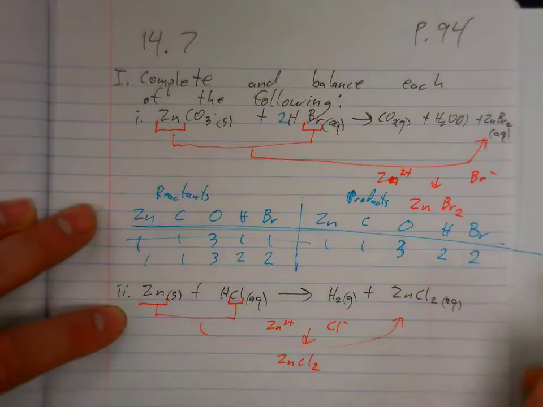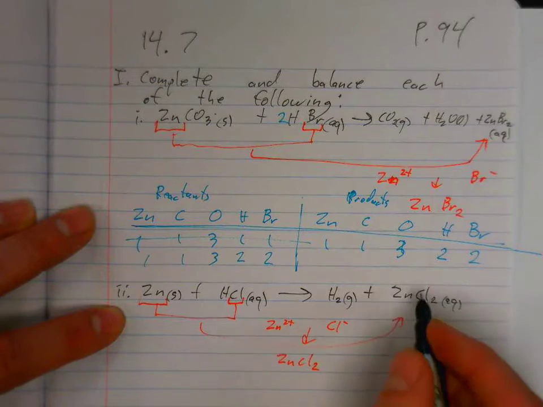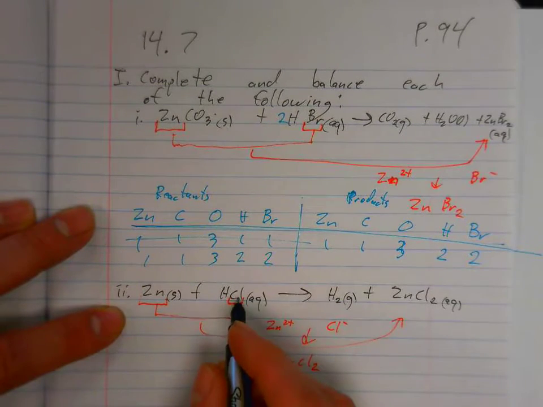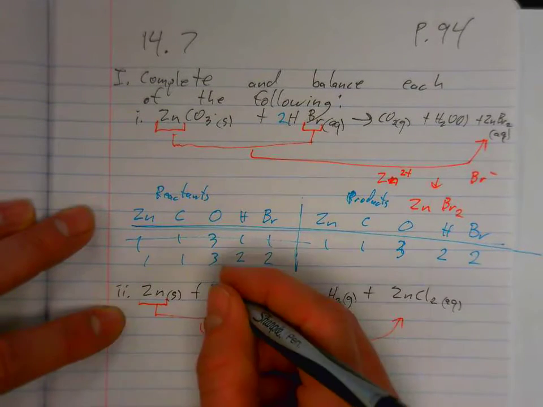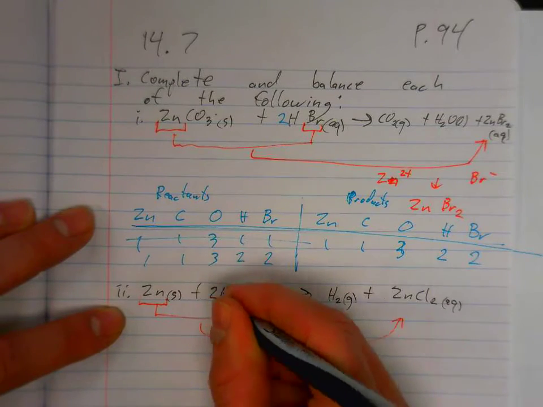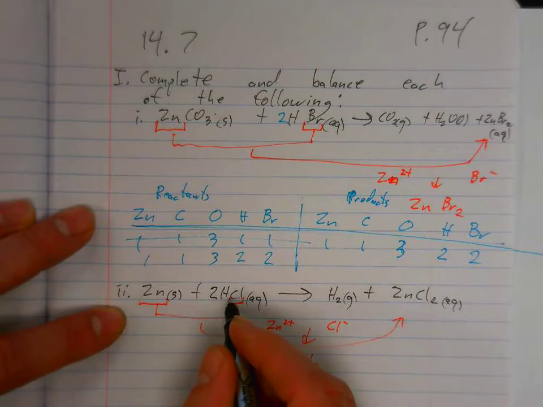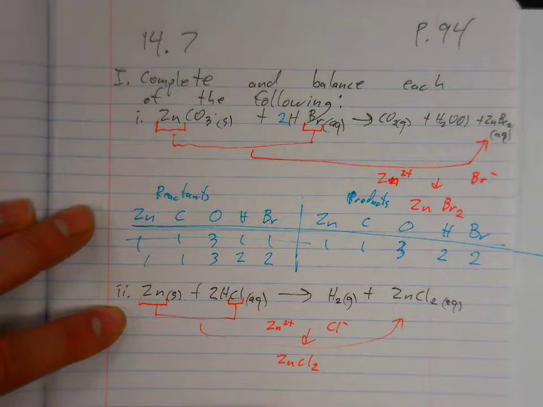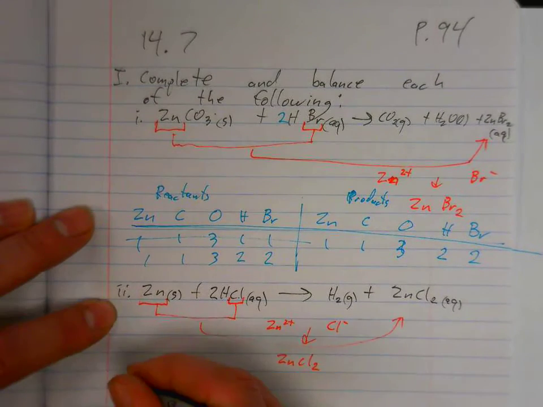Now we need to check to see if it's balanced. There's 2 chlorines here, 1 over there, 2 hydrogens here, 1 over there. If we put a 2 in front of HCl, we'll have 2 hydrogens and 2 chlorines, and that's balanced.